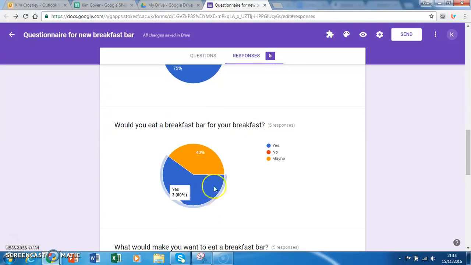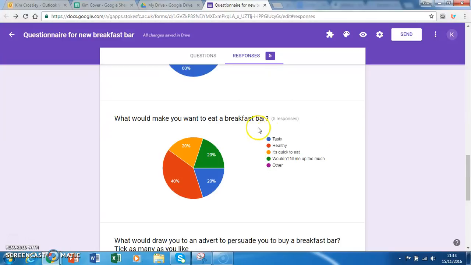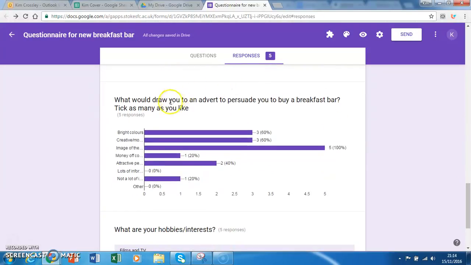However, 60% of these people are saying that yes, they would eat a breakfast bar for breakfast, and what would make them eat one is the fact that it's healthy, so 40% have said that. Finally, coming to the bottom here, you can see what would draw their attention to an advert for a breakfast bar, so persuade them to buy it. You've got 100%, so everybody who answered said it would be the image of the product. You've also got that a use of bright colours and creative modern fonts would also help persuade them to buy it.